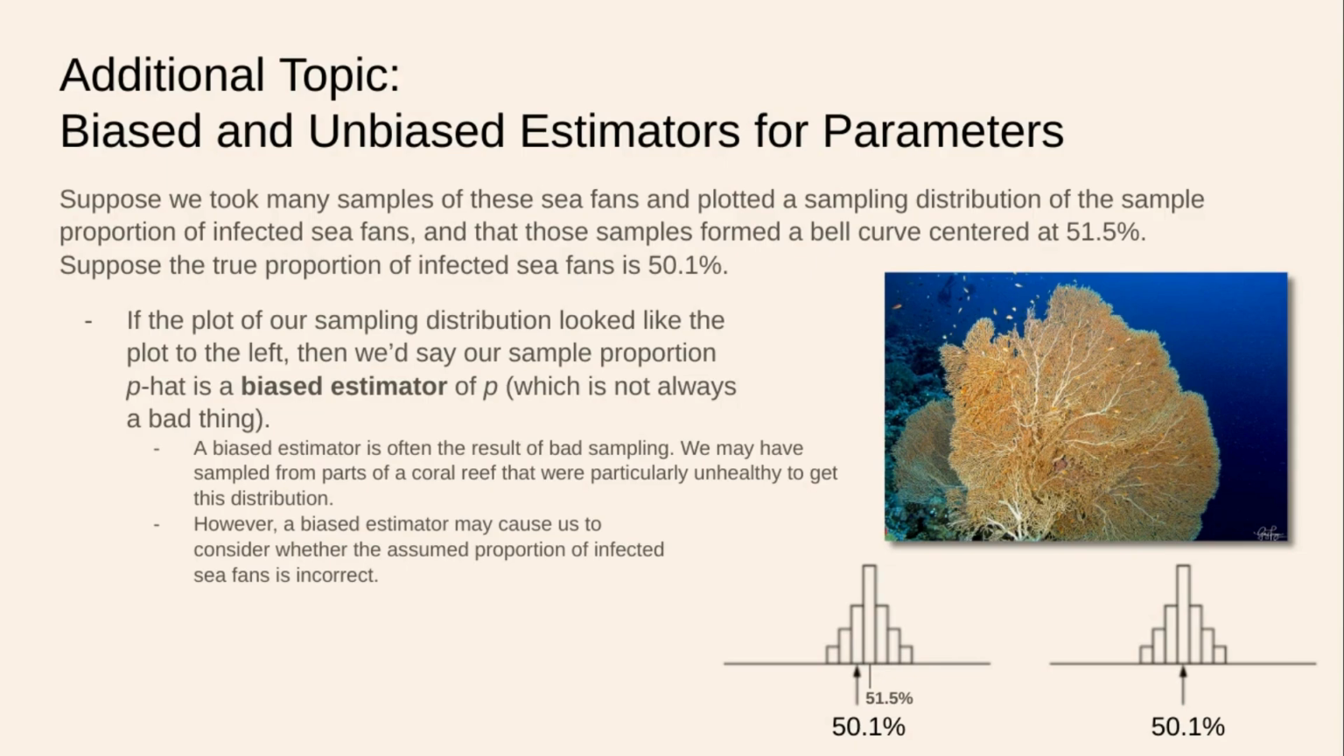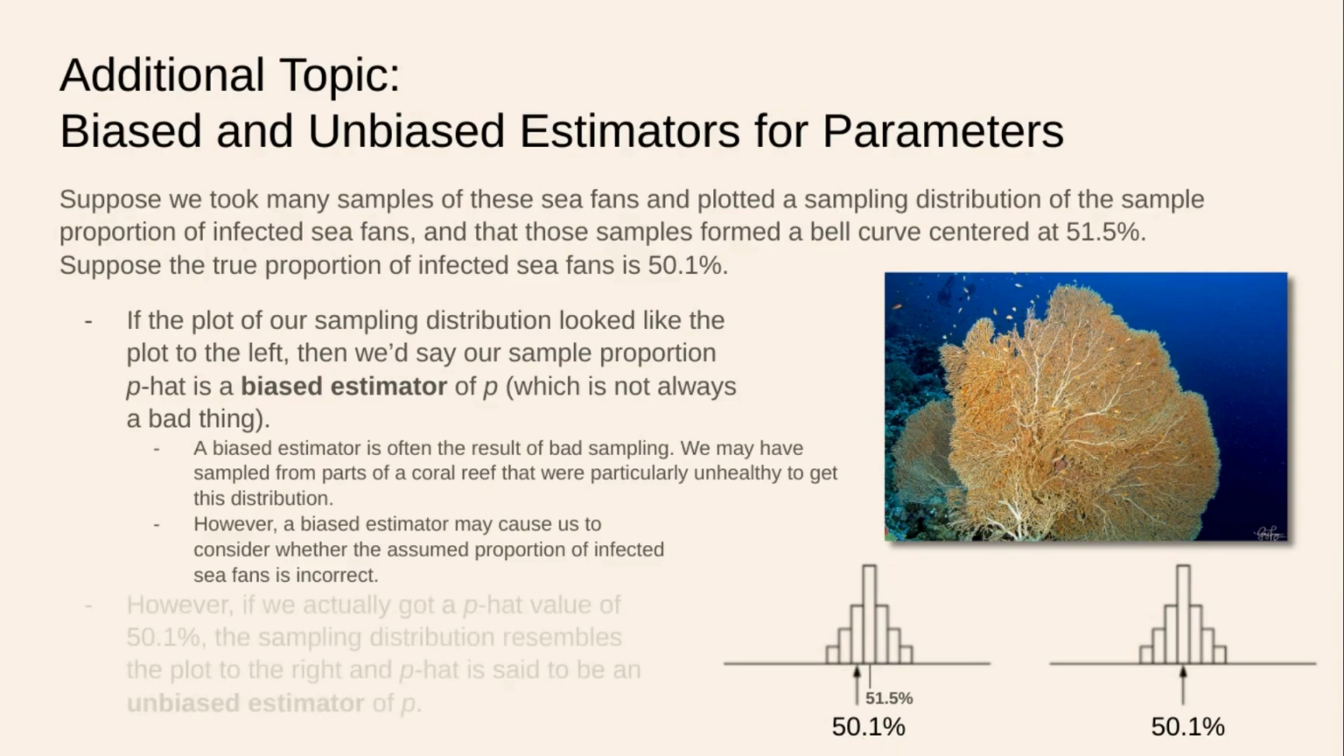Suppose we were given, in a textbook, in a manual, in prior research, that the proportion of infected sea fans is 50.1%. We assume that's the population proportion. But then we do some research, and our research methods are good, and we find that the proportion that the bell curve is centered on is actually that. Well, that could mean that this number has an issue, and maybe it's a bit outdated. So biased estimators are not a bad thing necessarily, but they are often due to just bad sampling.